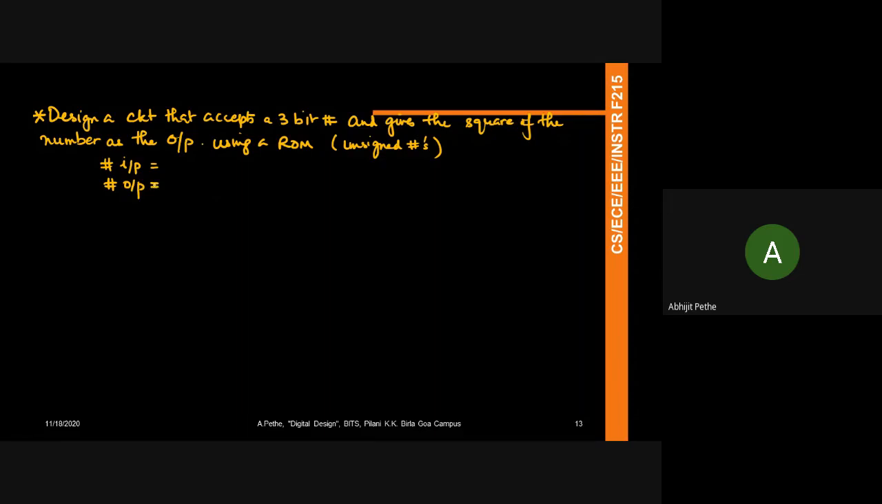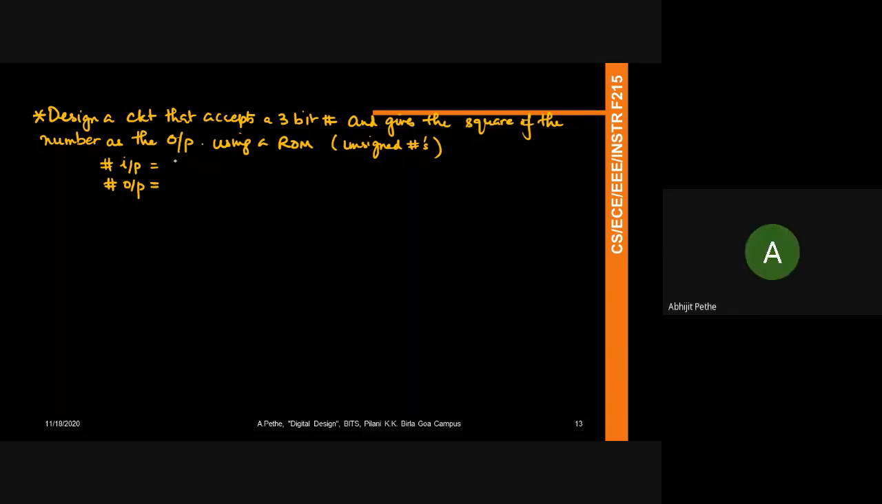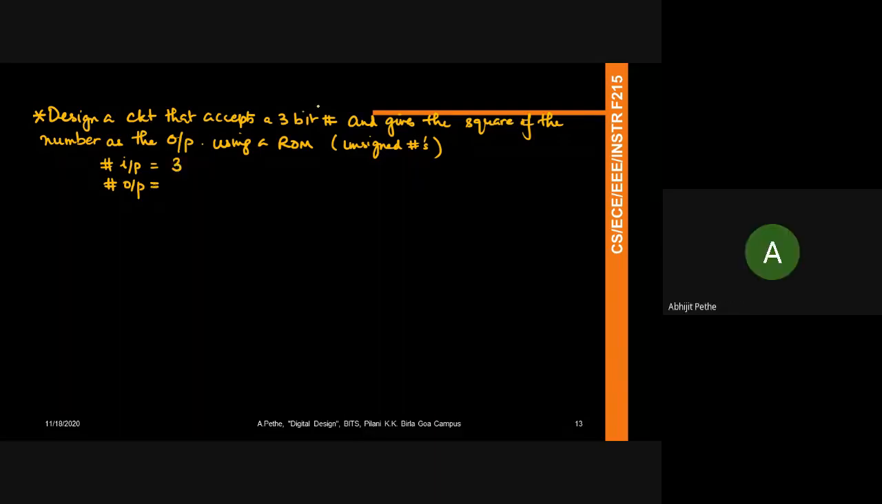How many inputs do you need in the circuit? Three inputs, right? It's a 3-bit number. This is parallel, we're not worrying about serial inputs right now. So we need 3 bits. You can think about the input as A2, A1, A0, where A2 is the MSB and A0 is the LSB.